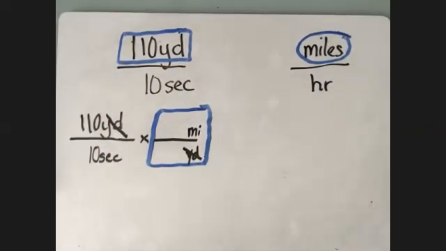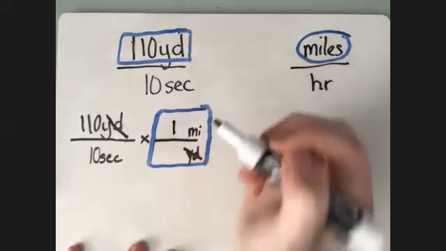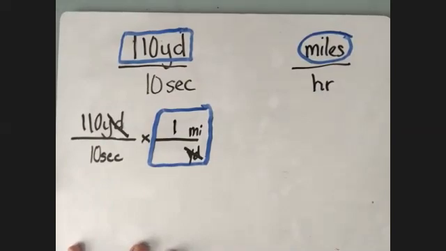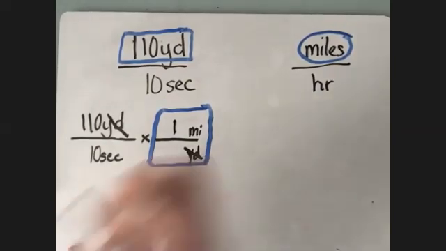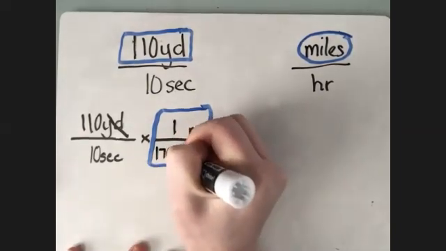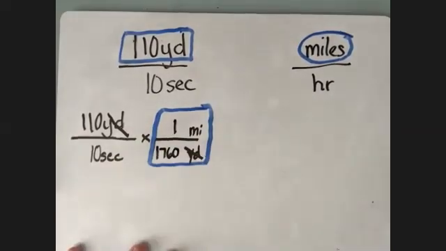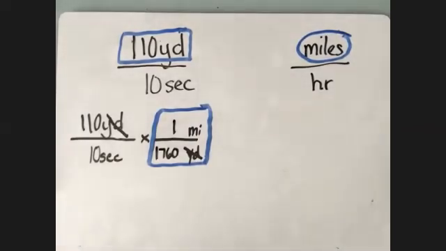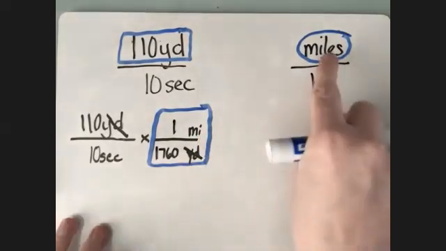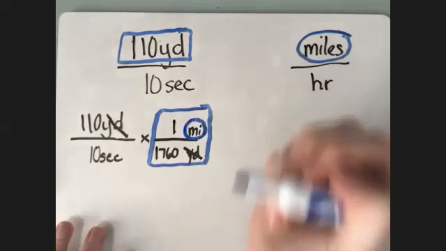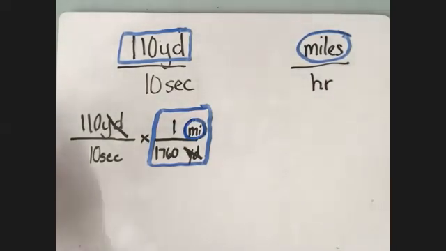All right. Now what you need to do is look at a conversion chart, or maybe you have it memorized, and you need to ask yourself yards and miles, which is larger? Miles is larger, so that's where the 1 goes. Then in a chart, you will see that there are 1,760 yards in 1 mile. Now I'm going to double check. Is miles what I want? Yes. Okay, so now I'm done with the blue.